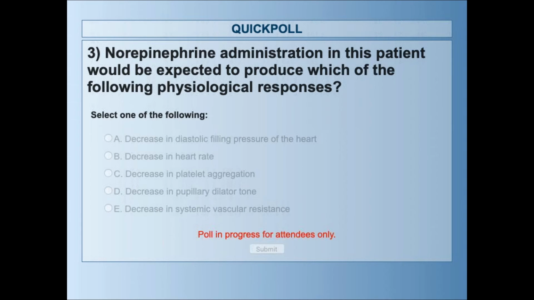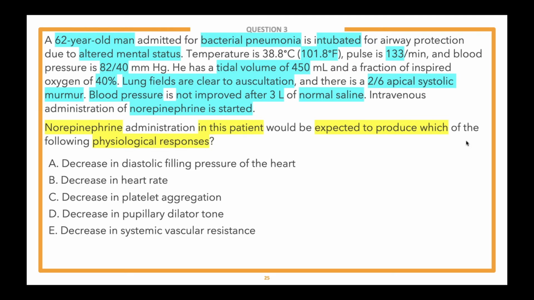All right, I see the responses coming in. We'll give all of you a few more moments here. It is a tough question, so take your time. All right, I see the responses have been submitted. Let's take a look and see what you selected.